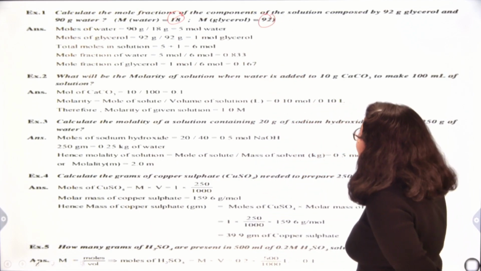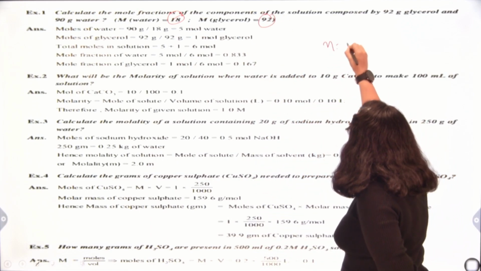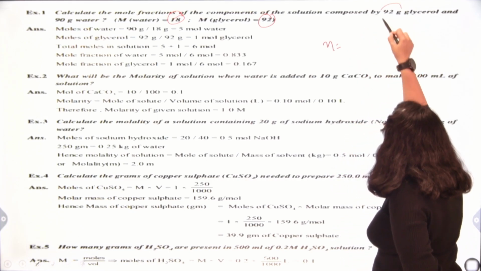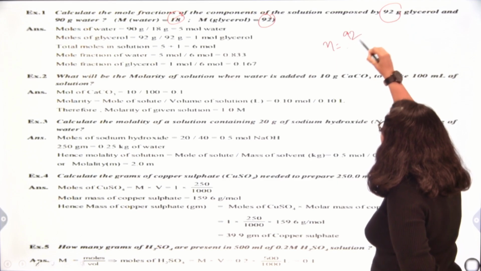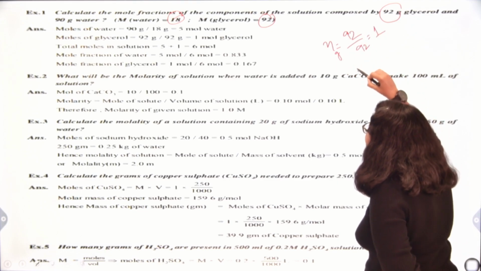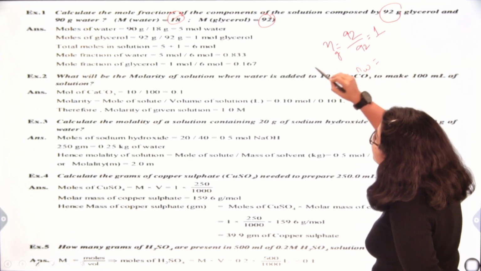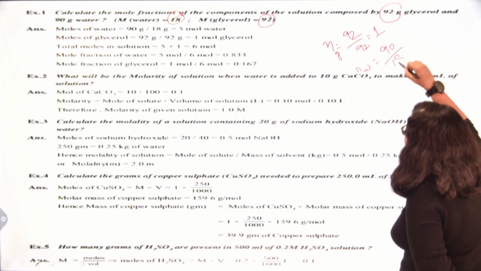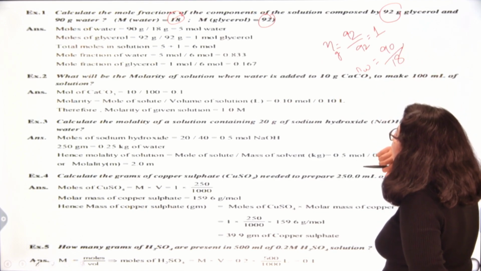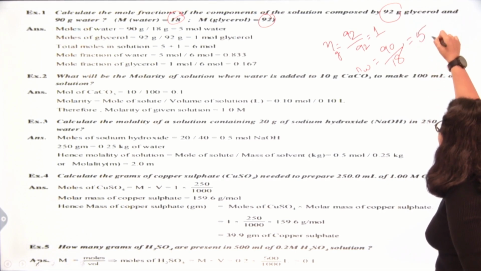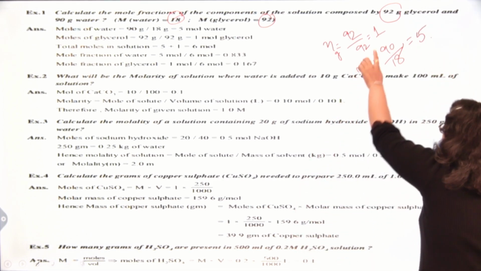So from here you can calculate the number of moles of glycerol as given mass by molar mass. If 92 gram is given, then given mass by molar mass comes out to be 1 mole of glycerol. Number of moles of water is, again, given mass 90 and molar mass 18, so moles of water comes out to be 5 moles. So in total we have 1 mole and 5 moles.